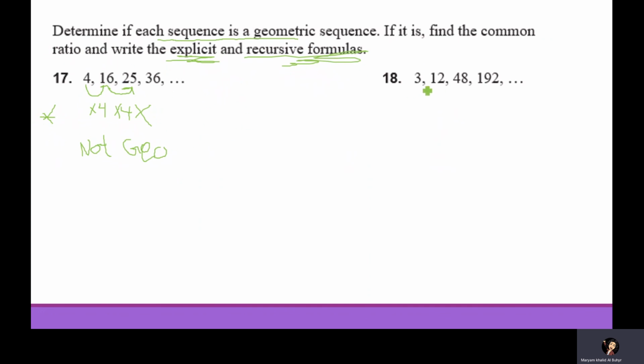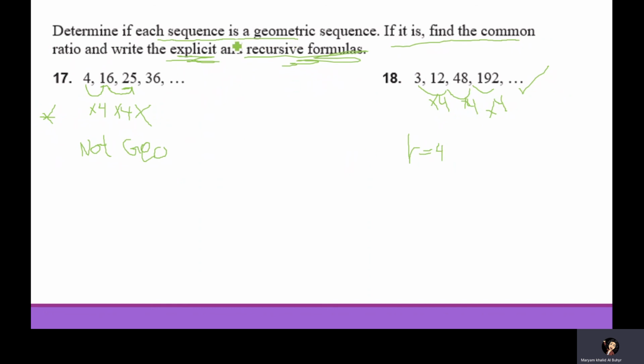Let's check this one. Here, if we multiply by 4, we will get 12. If we multiply 12 by 4, we will get 48. If we multiply this one by 4, we will get 192. So 48 times 4, also yes. So that's yes, it is geometric. Since it's geometric, I will find my common ratio. So my R is equal to 4.